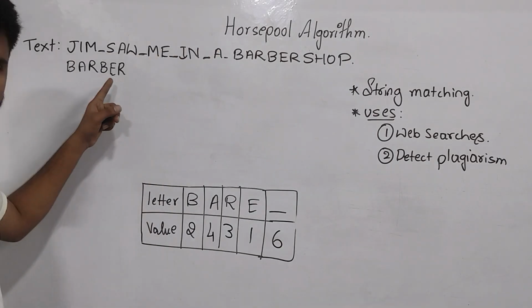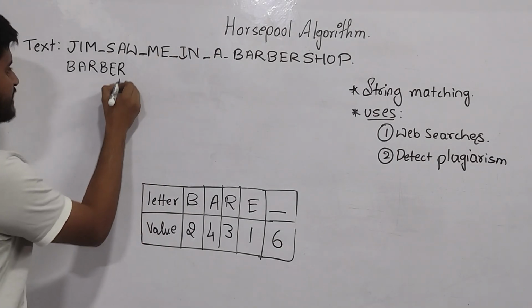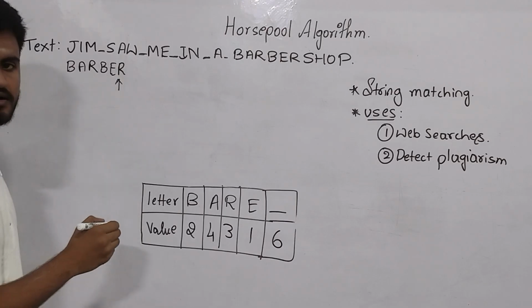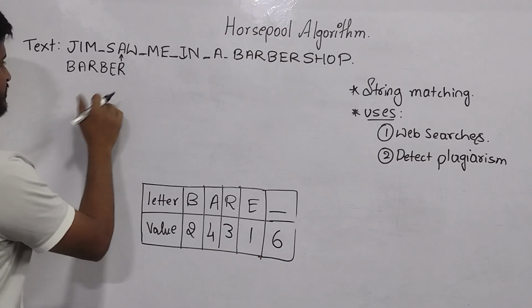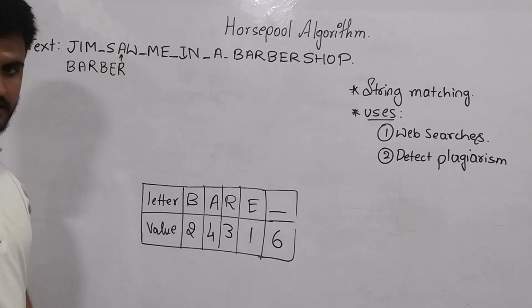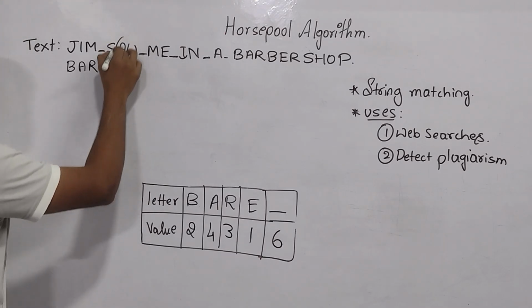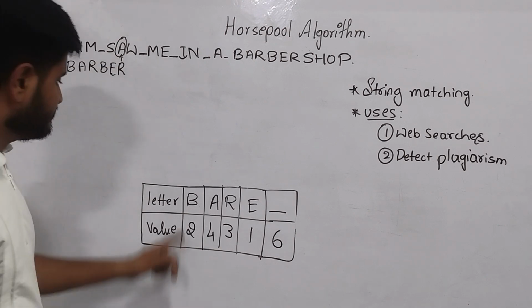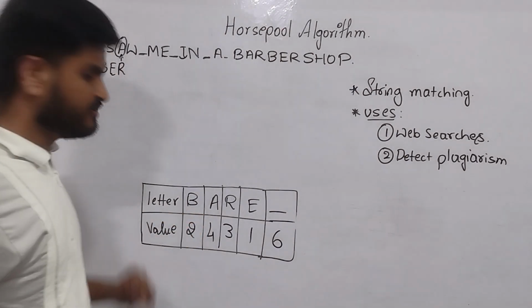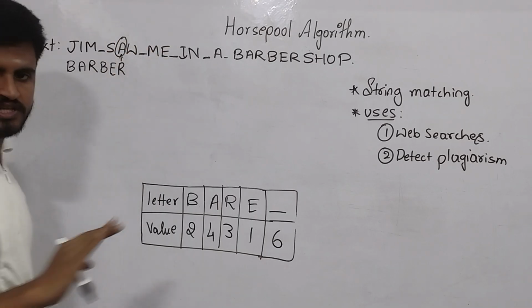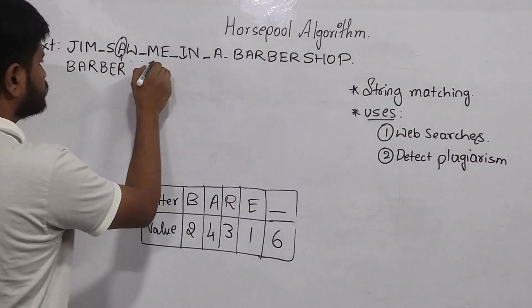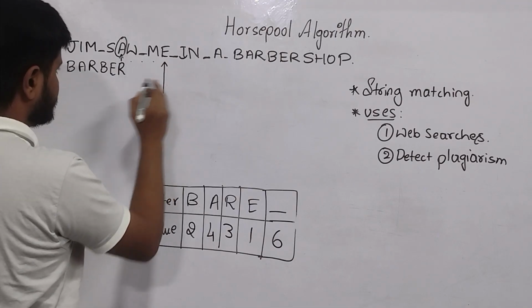Now how you will perform the problem: see the last letter. It is R. What is in its straight? A is there. So compare whether R is same as A. No. So what will you be doing? Round up A and see the value of A. A value is 4. So you will be jumping or moving 4 steps right side. 1, 2, 3, 4. So now here you came.